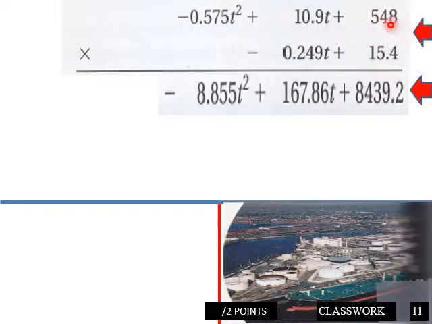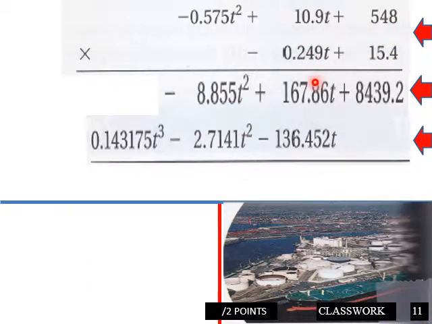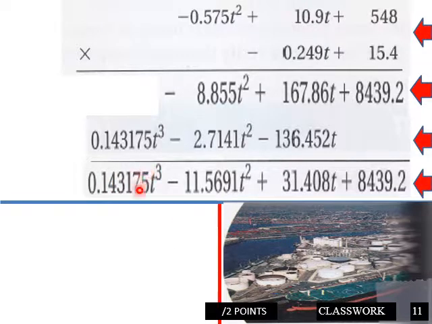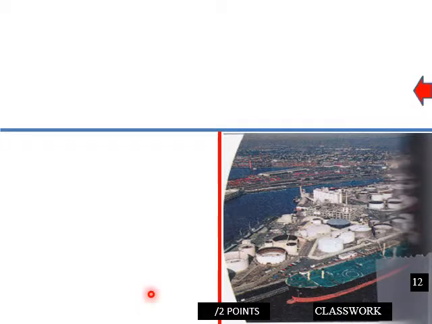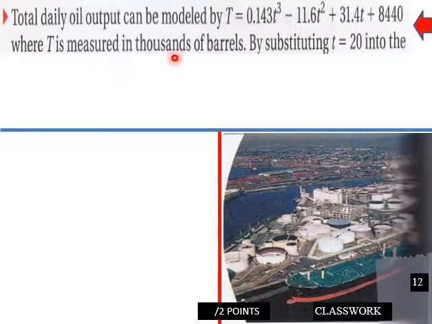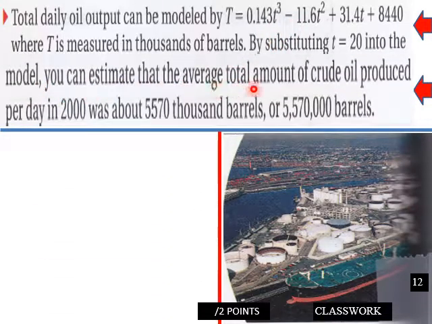We start here by multiplying out by 15.4, then we multiply our 0.2 times this, going in this direction here. Now we're going to combine like terms here, and we'll come up with this number here. This is the 3rd degree polynomial for this. This is on your class worksheet, so pay attention. So the total daily output can be modeled by this third degree polynomial here, where T is measured in thousands of barrels. By substituting 20 for T, this is the year since 1980, which is year 2000, you can estimate the average total amount of crude oil produced per day in 2000.